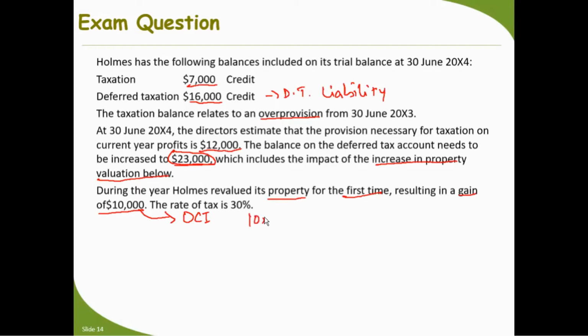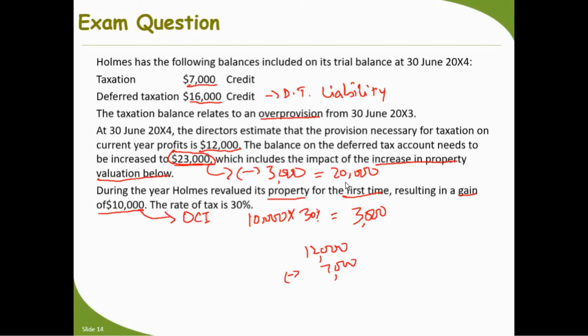So 10,000 times 30% is equal to 3,000. Now this 3,000 will go in OCI. So from this closing balance, we will subtract this 3,000, and our closing balance against which the charge will go to the statement of profit and loss would be 20,000. Now we will do the same pro forma. Current year estimate, which is how much? 12,000 minus over provision, which is 7,000.